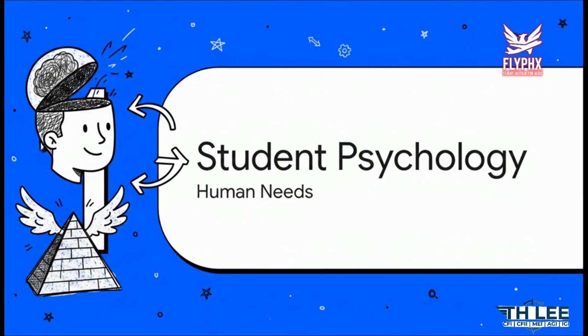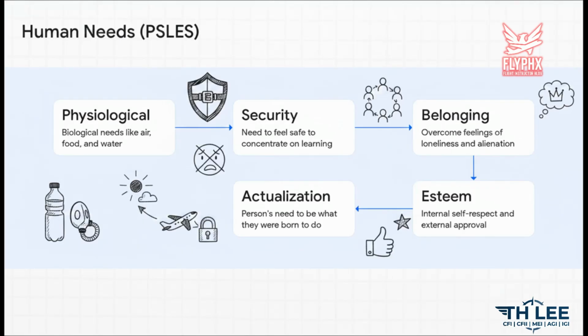Because before a student can even begin to process complex aviation concepts, certain baseline requirements absolutely must be met. Every single student operates on a hierarchy of needs, what we call the PSLES model. It goes from basic physiological needs all the way up to self-actualization. Let's look at this in the real world. Imagine you've got a student who's sitting next to you, freezing in a drafty Cessna 152 in the dead of winter. That physical discomfort completely blocks their ability to learn.